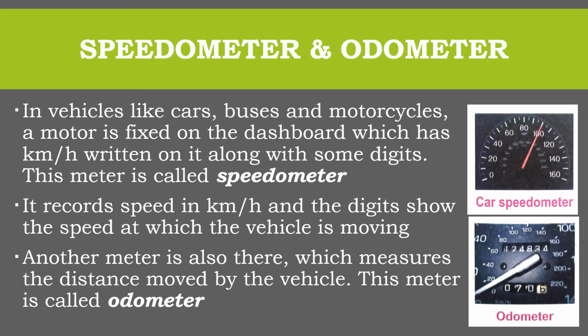Speedometer and odometer. In vehicles like cars, buses and motorcycles, a meter is fixed on the dashboard, which has kilometer per hour written on it along with some digits. This meter is called the speedometer. Here you can see the picture, children. It records speed in kilometer per hour and the digits show the speed at which the vehicle is moving.